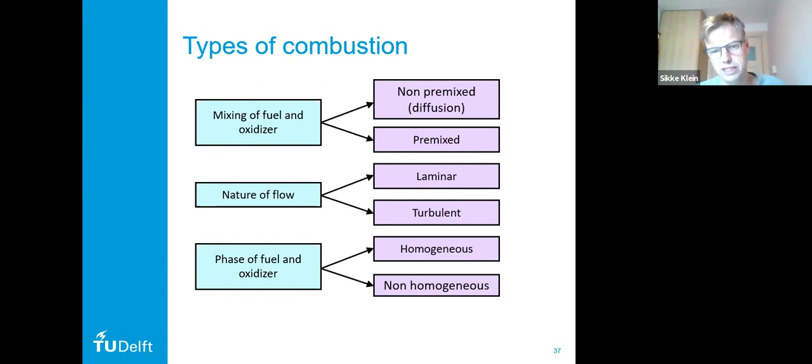So in our case, if you combust natural gas in the gas turbine, you're both in the gaseous phase, so they are homogeneous. If you have the candle, you see non-homogeneous because you first have evaporated fuel. Also with kerosene in an aircraft engine, you have non-homogeneous. So these are the main aspects. If you really want to classify combustion, these are the first things you can classify combustion into.